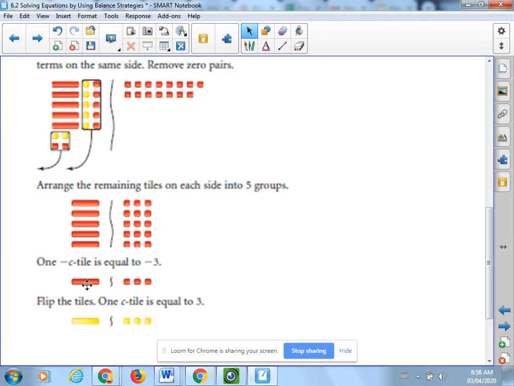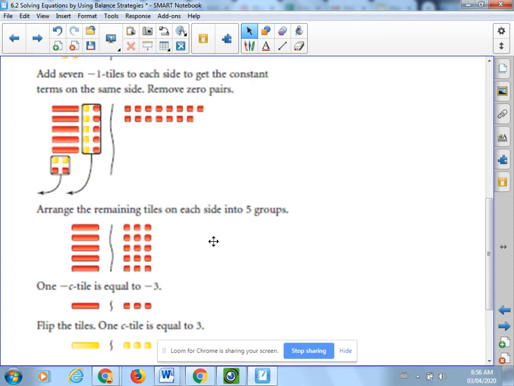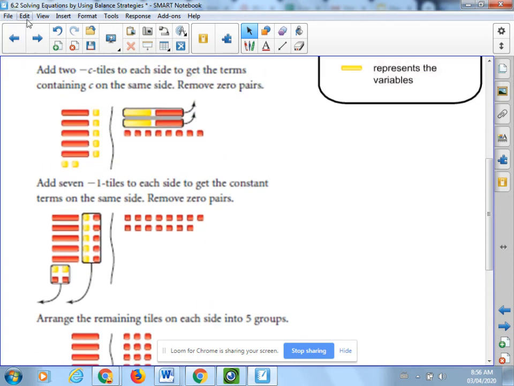Now, just like we had done previous years, we do not want to have a negative variable in the end, so we have to flip it to its opposite, and if we flip one side, we have to flip the other to its opposite as well. So here's an example of what the images and the tiles can look like.